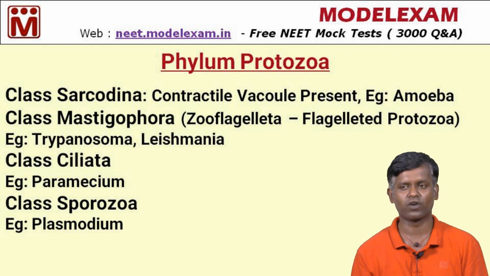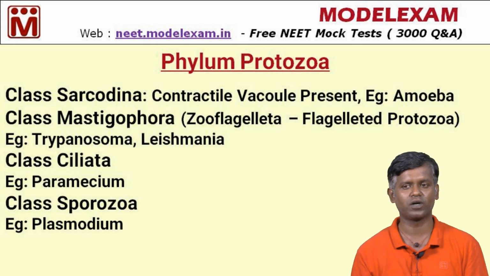Second class is Mastigophora. Here it consists of zooflagellata, namely they are inclusive of flagellated protozoa. This flagellated protozoa includes Trypanosoma and Leishmania. Trypanosoma is a causative agent of African sleeping sickness, and Leishmania is a causative agent of Leishmaniasis. The third class is class Ciliata. Here comes the Paramecium. Paramecium is normally present in all the water areas.